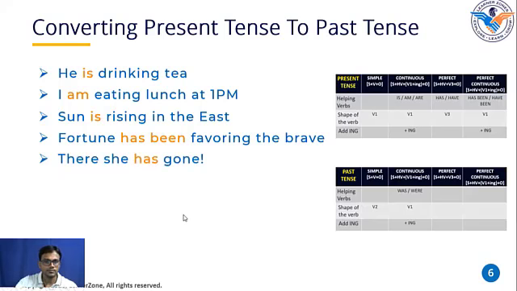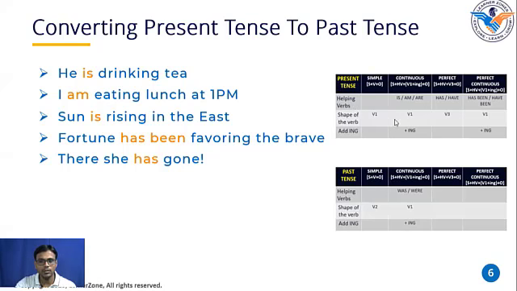Next, one more sentence. Now let me ask you guys. I'll call upon the names and I want you to answer this. Renuka. There she has gone. What is the subject here? She is the subject. What is the verb here? Gone. Very good. What is the helping verb here? Has. Okay, in this case, in which tense is this particular sentence? Look at this table and tell me in which tense this sentence is written.